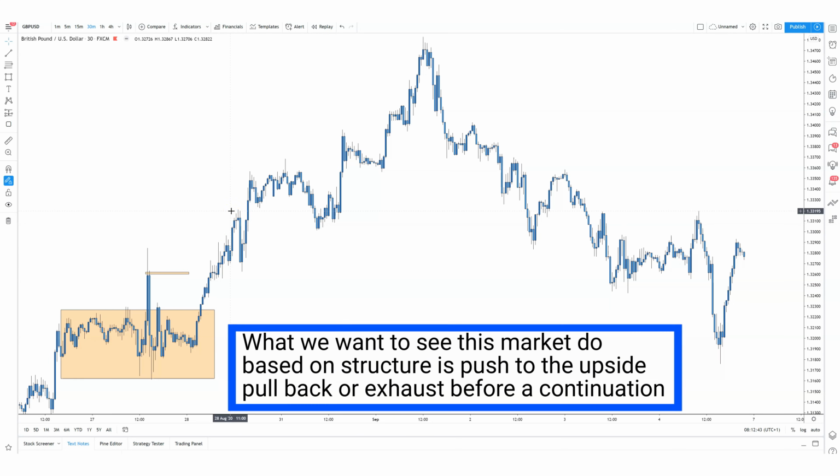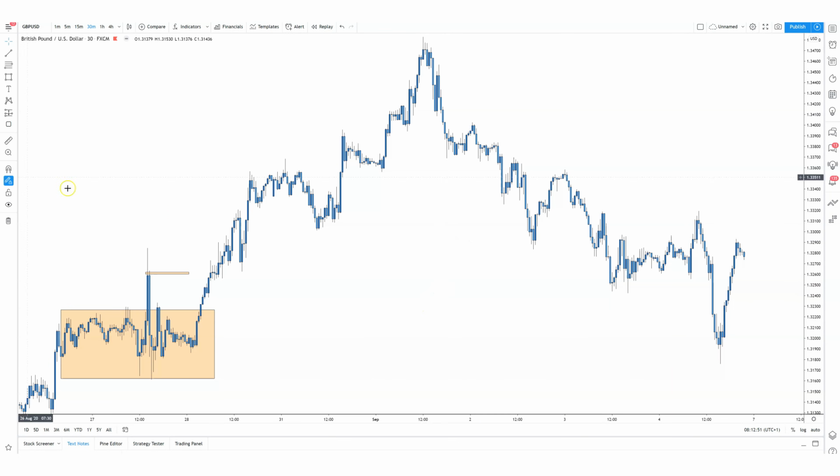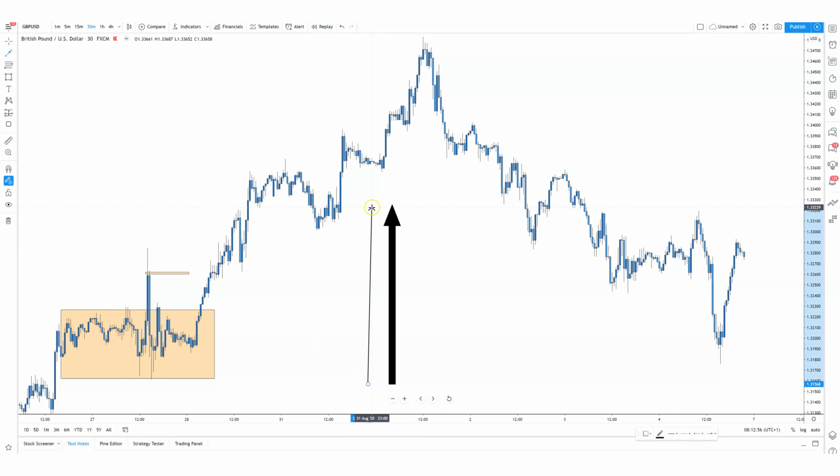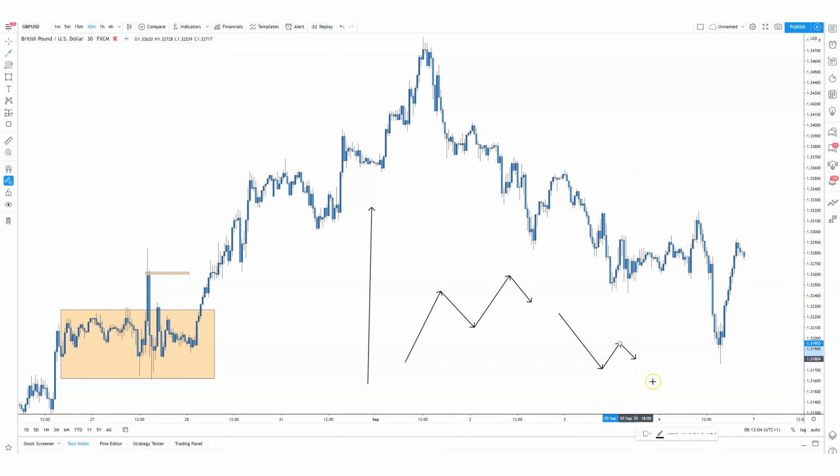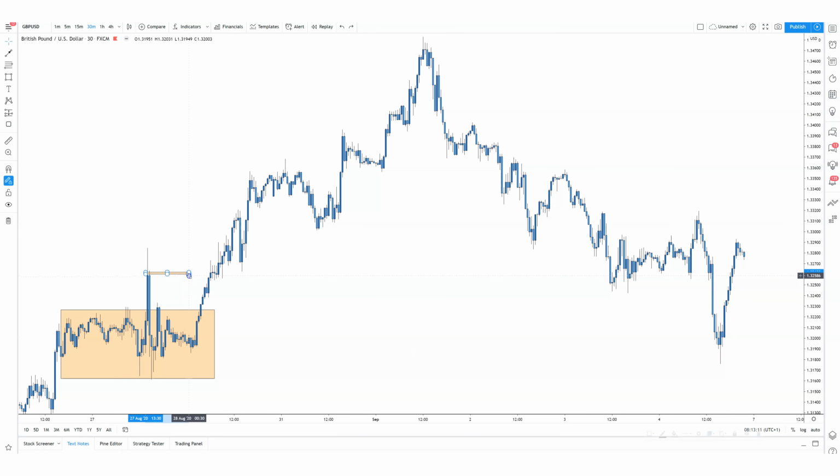What we want to see this market do, based on structure, is push to the upside, pull back or exhaust before a continuation. Because it's very rare that you're going to see the market just do this. The phases of the market is push, exhaust, and then push, exhaust, push, exhaust. So if we know that's the formation of the market and how it moves on a daily basis, once price takes out a structural high, what are we looking for the market to do? Well, we're looking for the market to come back to this key level.